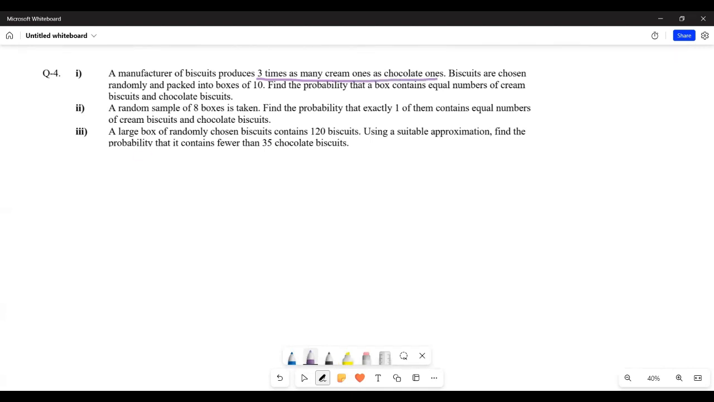So you can say that 3 times probability of chocolate biscuit P, plus P equals 1. There are 3 times as many cream biscuits as chocolate biscuits. So 4P equals 1, so P equals 1 upon 4. So probability of chocolate biscuit is 1 by 4.